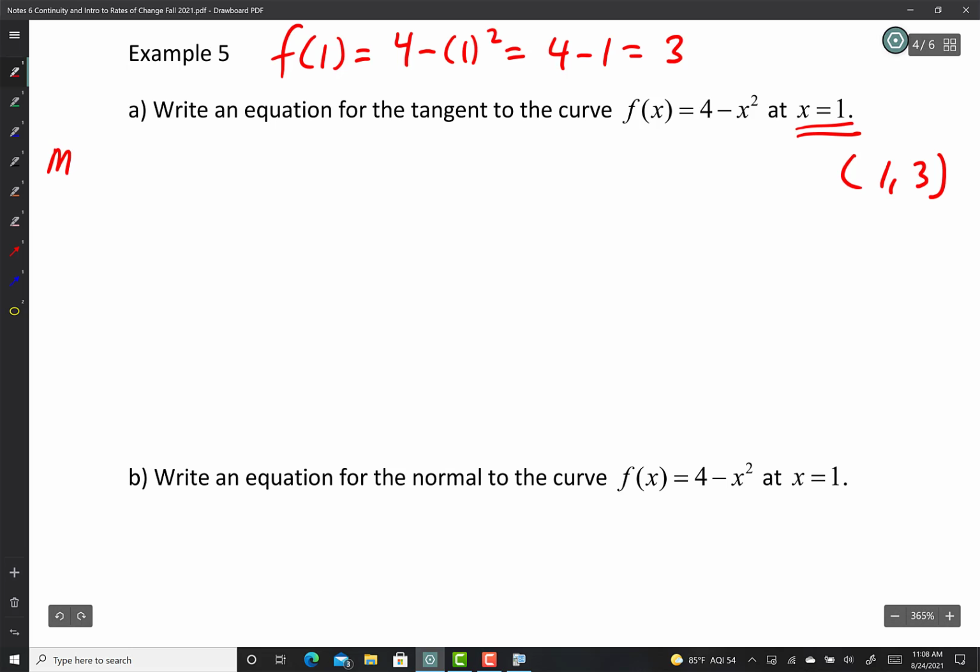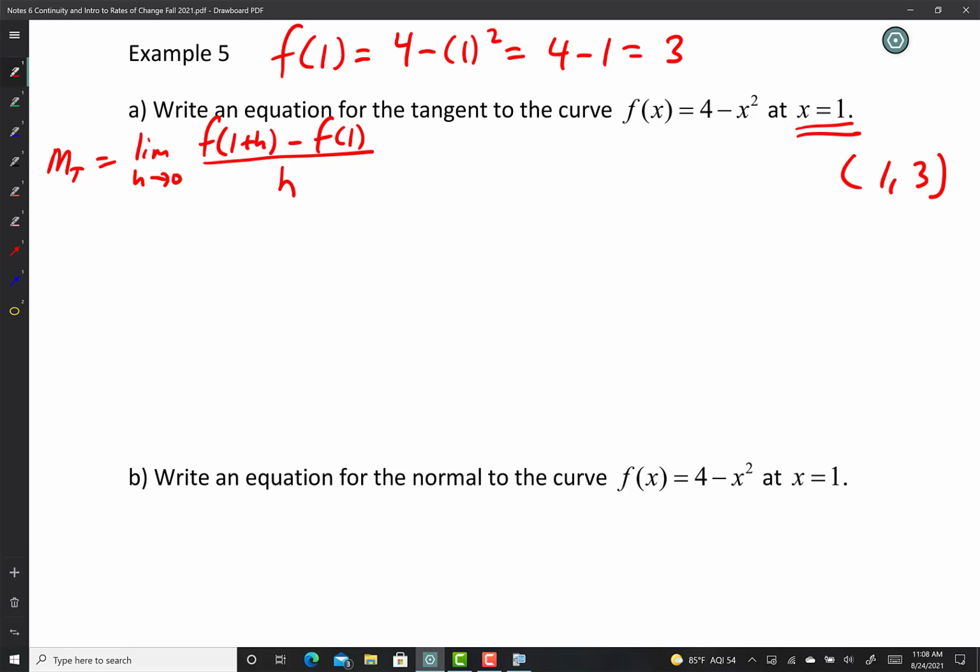You just did it a little while ago. Limit as h approaches 0. You can also say delta x, but h is better. Limit as h approaches 0 of f of 1 plus h minus f of 1, all divided by h. Are we cool? All right, we already know what f of 1 is, but we don't know what f of 1 plus h is. So go to the side somewhere and write f of 1 plus h equals 4 minus, parenthesis, 1 plus h, close it, squared.